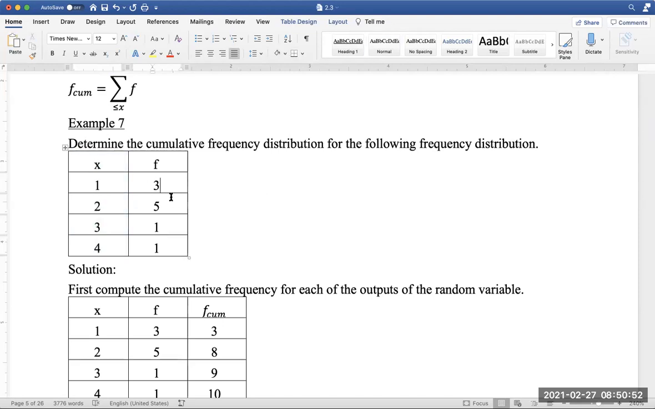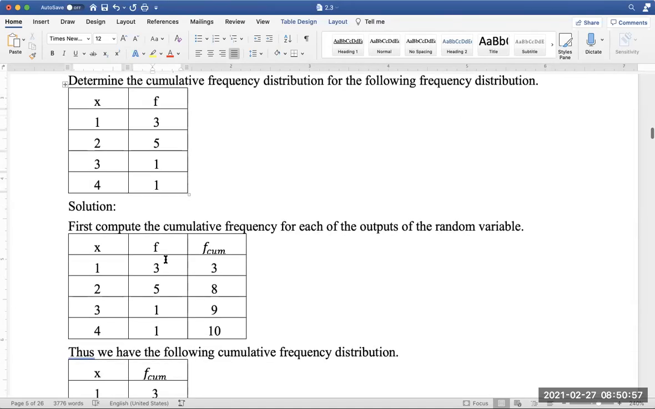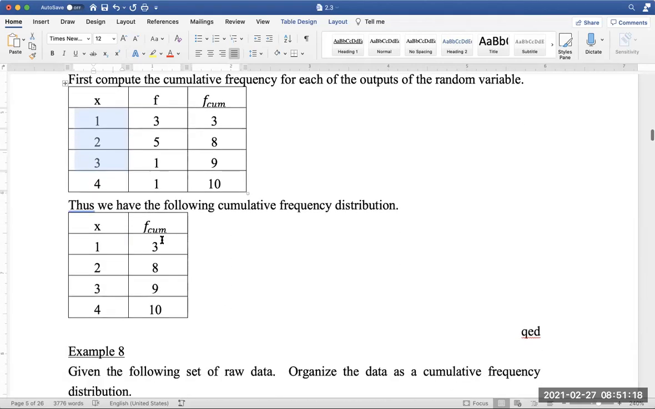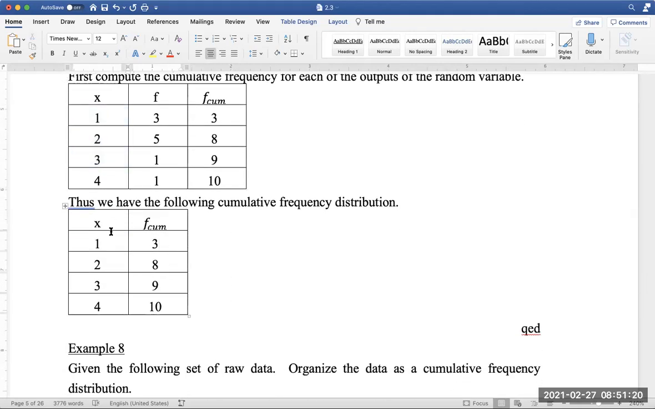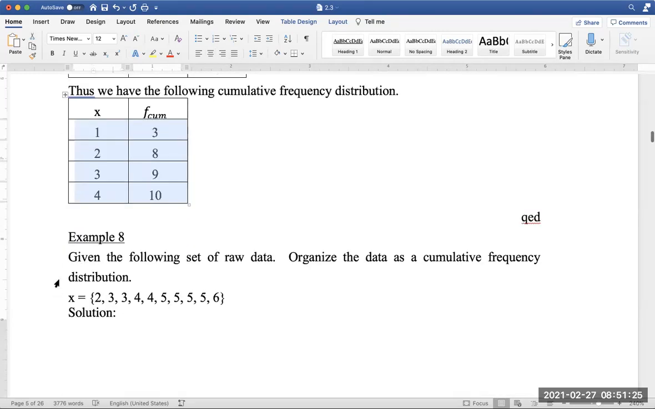So there are 3 ones, 5 twos, 1 three, 1 four. So my cumulative frequency is 3, plus 5 is 8, plus 1 is 9, plus 1 is 10. So there are 9 numbers having a data value of 3 or less. So my cumulative frequency distribution looks as follows.